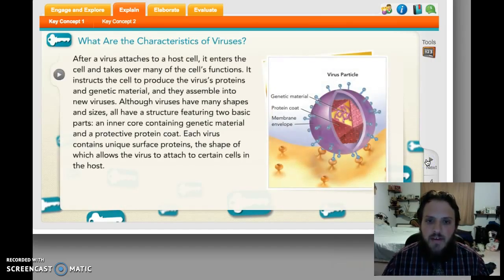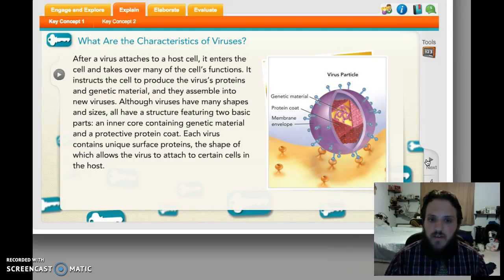After a virus attaches to a host cell, it enters the cell and starts to hijack its functions. It takes over the control room and just makes that cell do what it wants it to do. It instructs the cell to produce more of the virus's protein shell and its genetic material, and then forces that cell to assemble those pieces into a new virus.